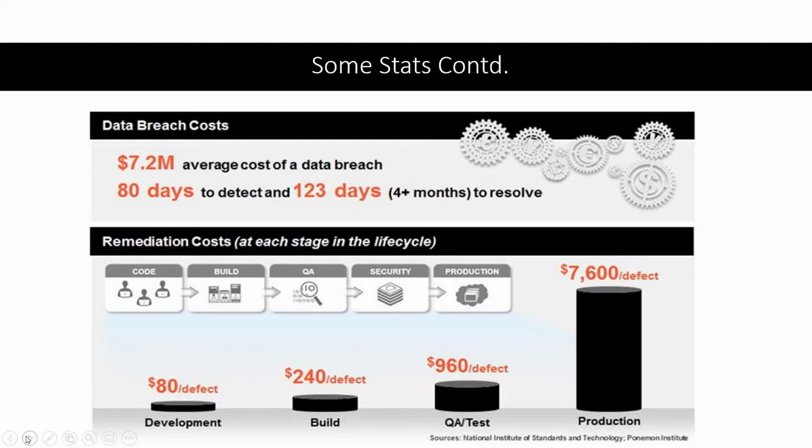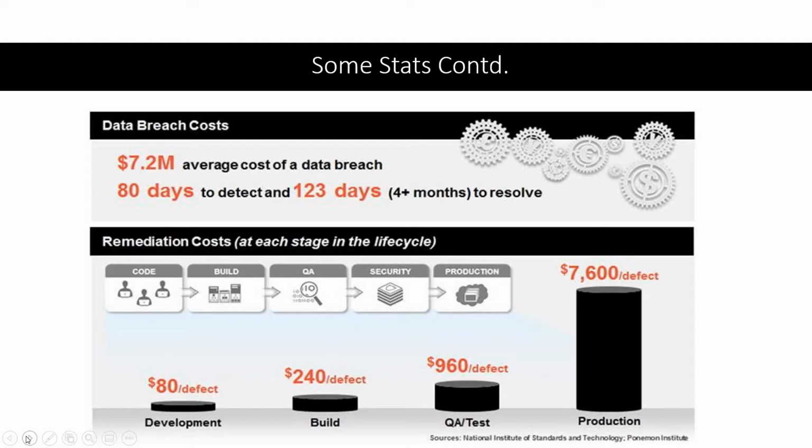Moreover, how critical it is to fix something at the development stage. Let's see. If you fix a defect at a development stage, it costs you $80 on an average, which includes your testing. It may involve your static scan, code scanning, your dynamic scanning, your penetration testing, and retesting, then creation of the reports, and so on, many other things. So on an average, it takes $80 per defect in development stage. When you move to the build stage, it costs you $240.